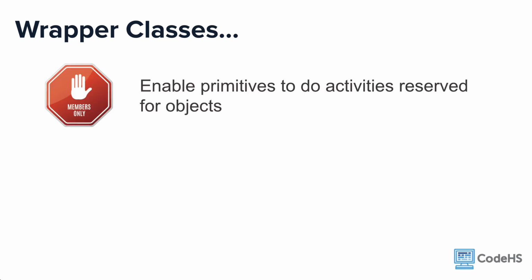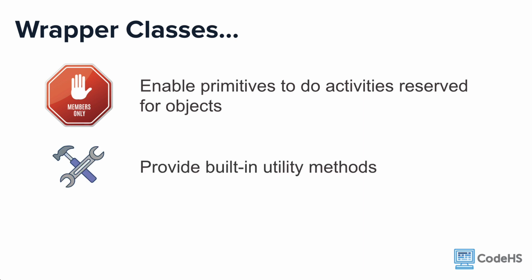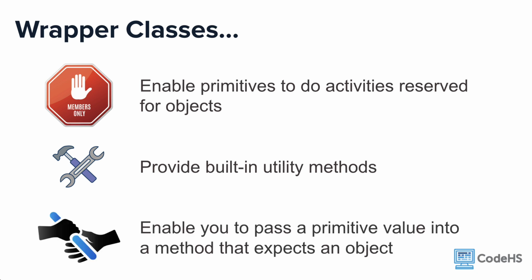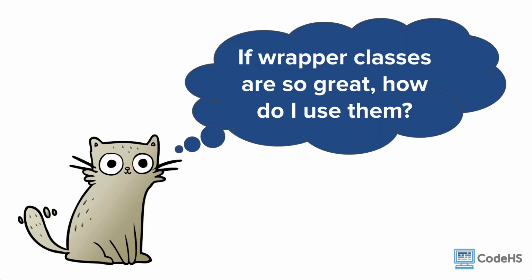Wrapper classes enable primitives to do activities reserved for objects, such as be stored in an array list collection. Wrapper classes provide built-in utility methods for primitives, such as converting between types and performing operations like comparing values. And wrapper classes enable you to pass a primitive value into a method that expects an object. At this point, you may be wondering, if wrapper classes are so great, how do I use them? Lucky for us, a lot of the wrapper class functionality is automatically done behind the scenes when your program compiles.